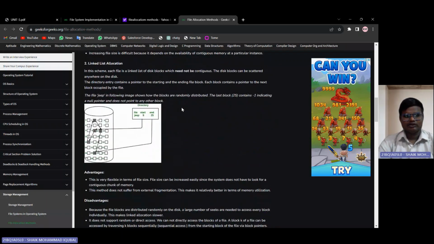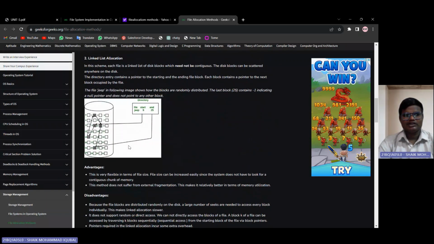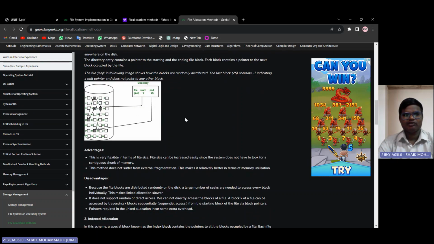Advantages of linked list allocation. This is very flexible in terms of file size. File size can be increased easily since the system does not have to look for a contiguous chunk of memory. This method does not suffer from external fragmentation. This makes it relatively better in terms of memory utilization.